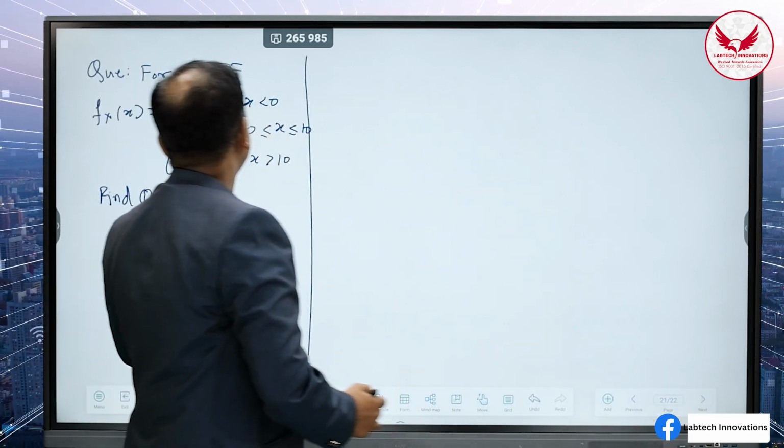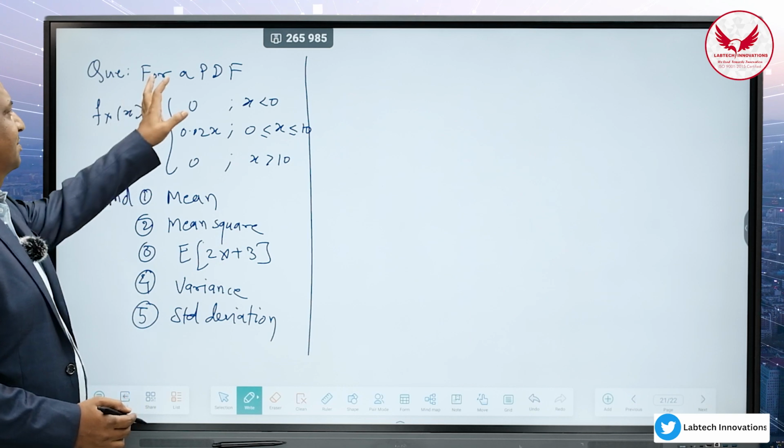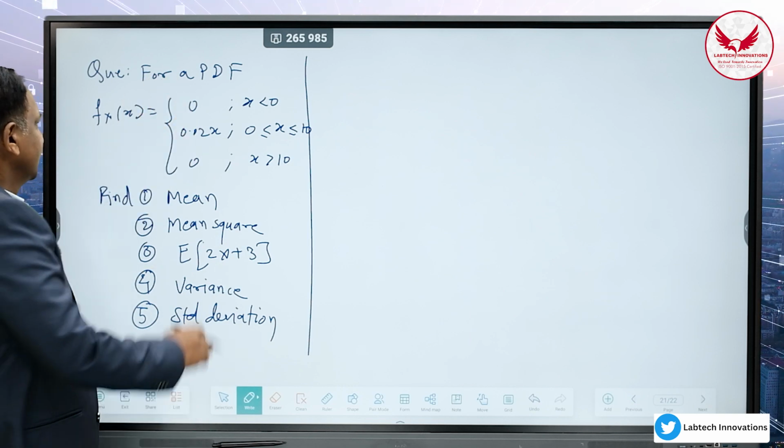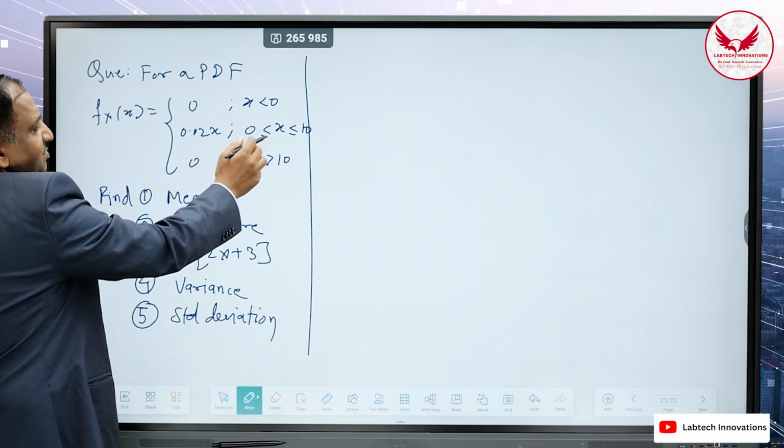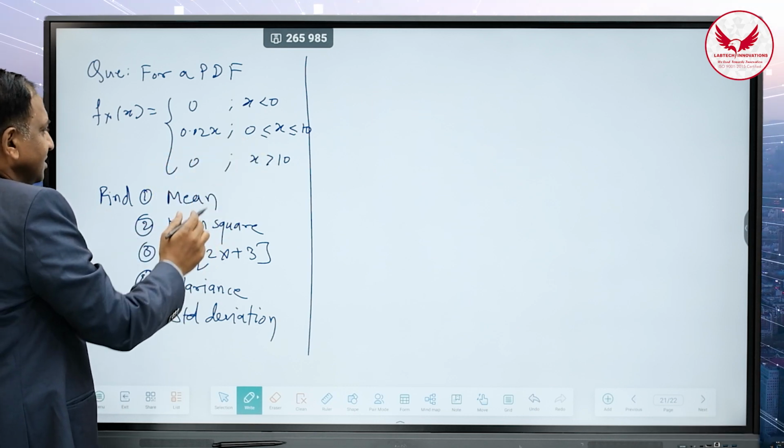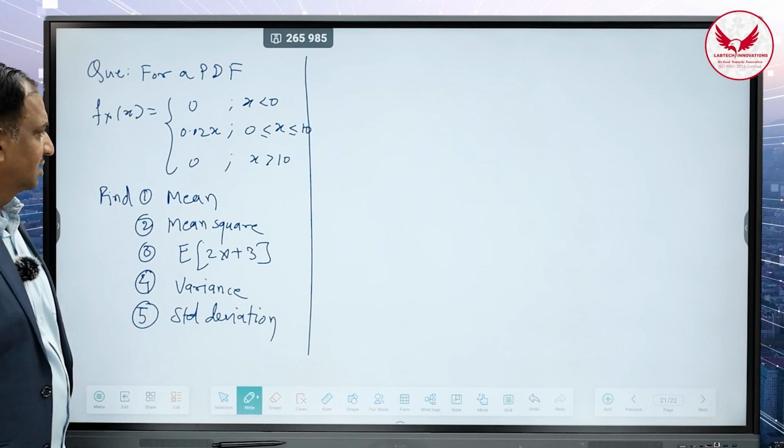Now look at a problem, for example, for the probability density function. fX of x is equal to 0 for x less than 0, 0.02 x for x between 0 and 10, and 0 for x greater than 10.